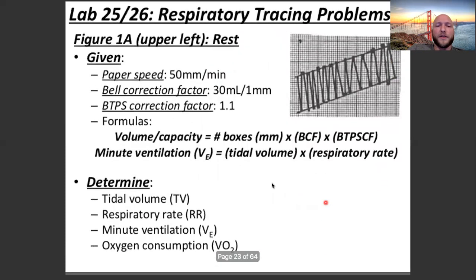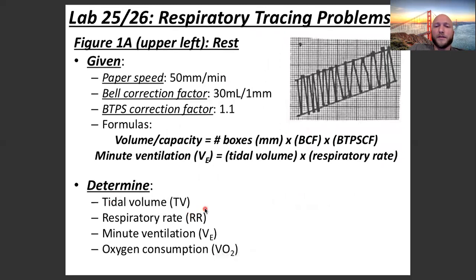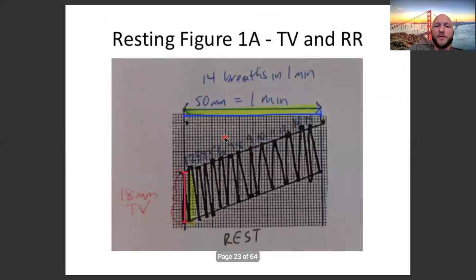We then want to calculate respiratory rate. So we know that paper speed is 50 millimeters per minute. Well, let's count 50 boxes over and see how many cycles there are. 50 boxes is 1 minute. Let's count how many cycles there are. 1, 2, 3, 4, 5, 6, 7, 8, 9, 10, 11, 12, 13, 14. 14 breaths, 14 cycles in 1 minute.